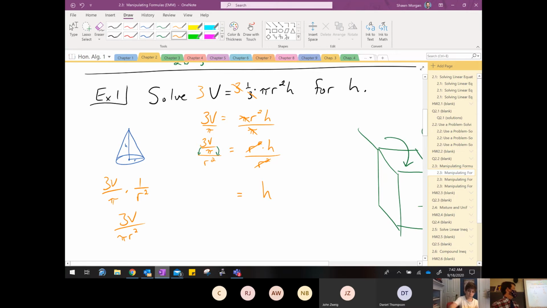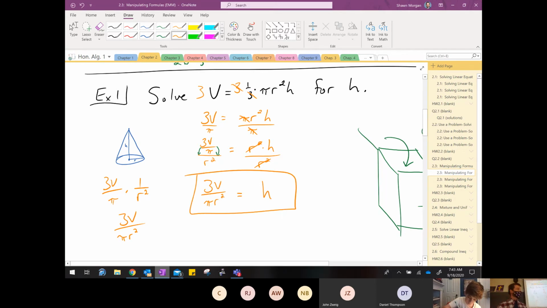But for me, I like to consider it the compactor method. Let's squish that pi down there with the r squared. Let's push him down there with his buddy, and what we wind up with is 3v on top and pi r squared on the bottom. So when you've got a fraction on top of a non-fraction, just use the compactor method. And we got h by itself.